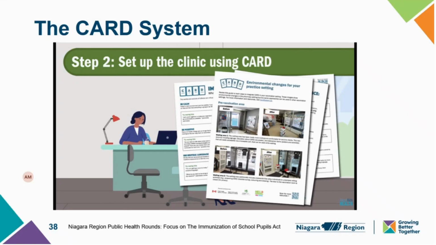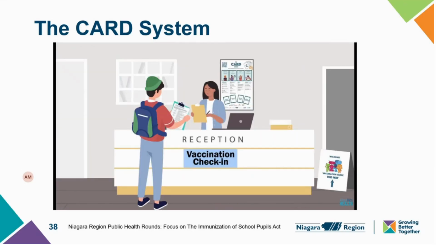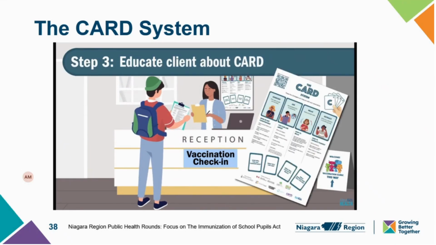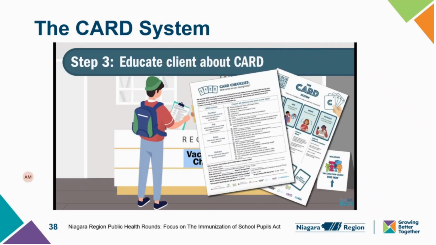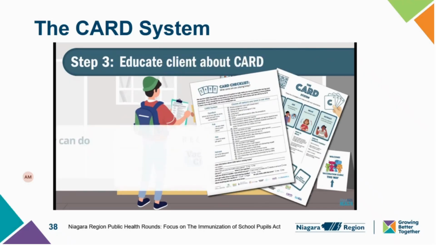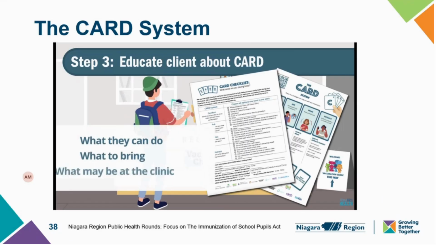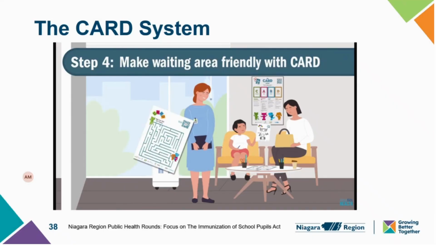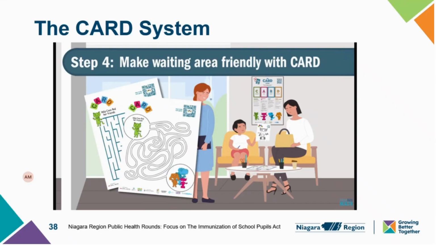Once your team is ready, you can put your CARD plan into action. From scheduling to check-in, vaccine clients can receive information about CARD, including a CARD checklist that gives them choices about how to make vaccination more comfortable for them, including what they can do, what to bring, and what may be available at the clinic. Remind clients that they have choices. Then display resources and distraction items and make them easily accessible in the waiting area.